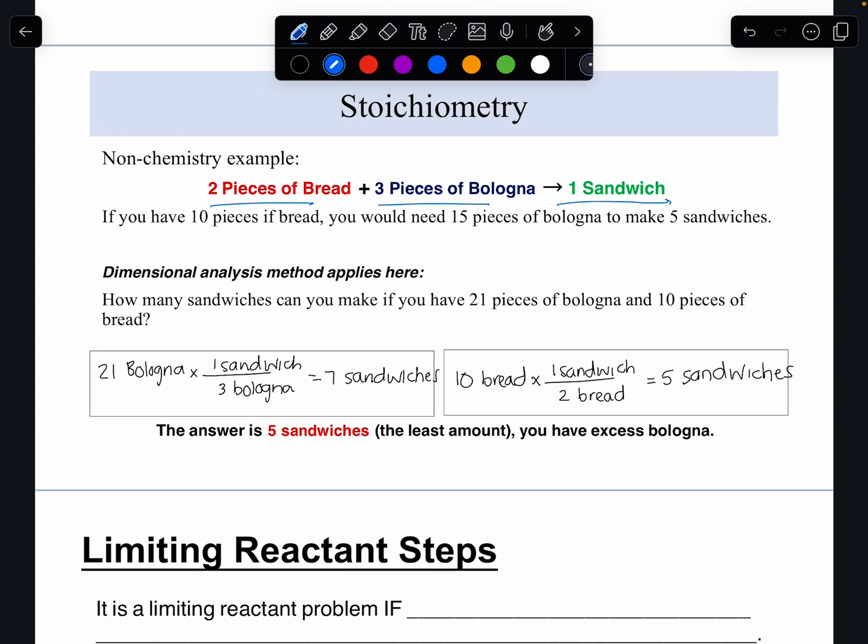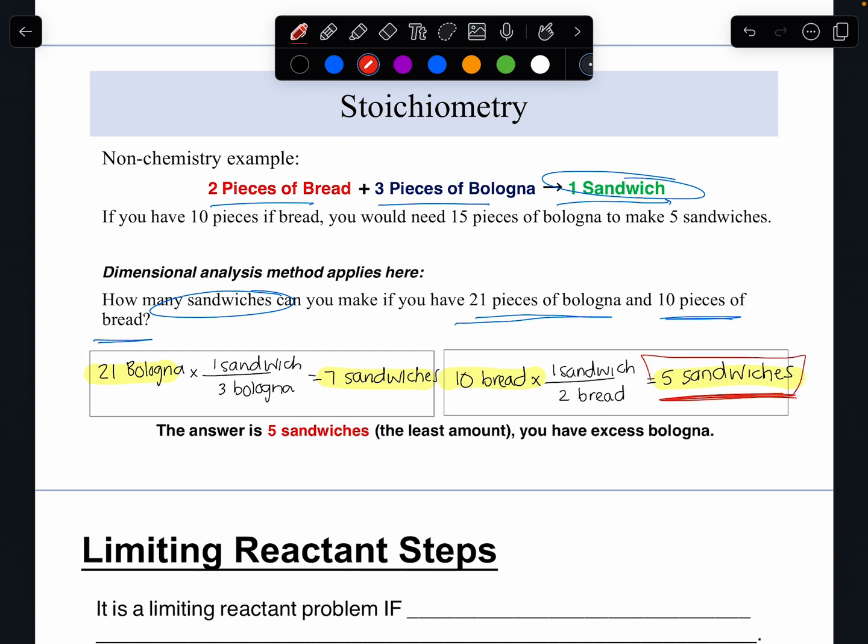2 pieces of bread plus 3 pieces of bologna is 1 sandwich. So that makes 1 whole sandwich. Okay, so if you started with 21 pieces of bologna and 10 pieces of bread, how many actual sandwiches could you make? So if I started with 21 of bologna, I would actually make 7 sandwiches, and I used a conversion factor here using my equation. If I started with 10 pieces of bread, I would make 5 sandwiches.